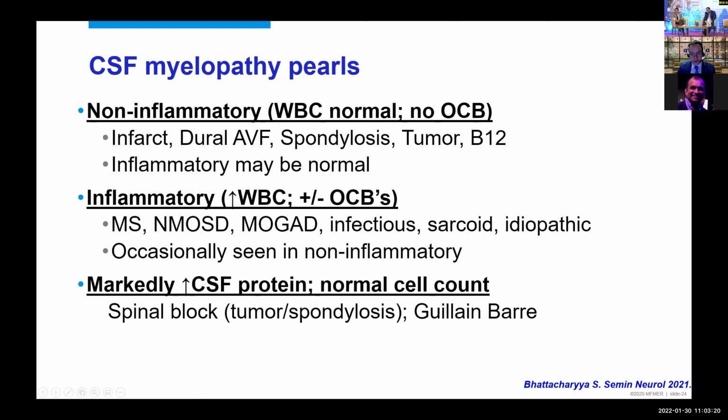Also, you might want to reconsider: could this be albuminocytologic dissociation, and could it be Guillain-Barré or a peripheral nervous system condition? And then if you have reduced glucose, that usually suggests meningeal involvement. Sometimes we see that with neoplasm. We can see it with sarcoid meningeal involvement, although we don't see it as much when the sarcoid just involves the parenchyma.